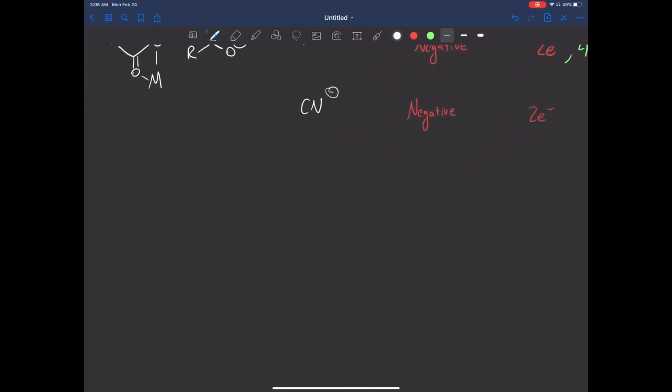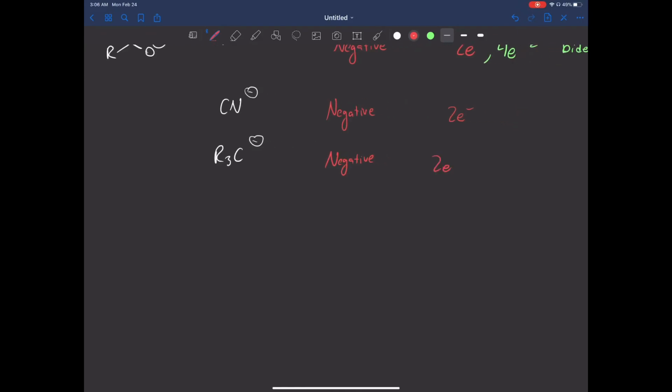Some of the other ones you guys can see is these alkyl groups, right? So you could see R3C, negative, again negative, 2 electrons.